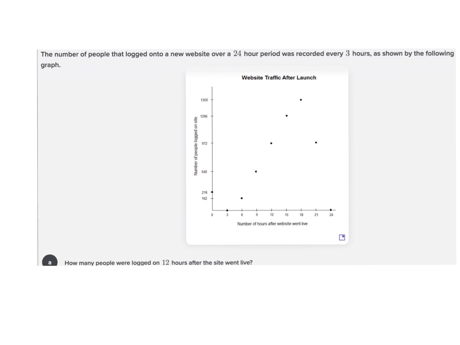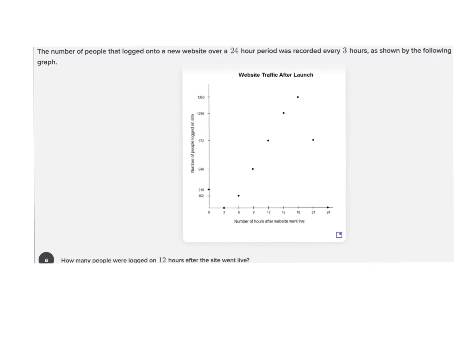This question also throws students off on the math space. This one, you just have to read it carefully, right? Because remember, the whole point of using this is to be able to apply it to our graphing. The number of people that logged into a new website over a 24-hour period was recorded every 3 hours, as shown here. How many people logged in 12 hours after the site went live?